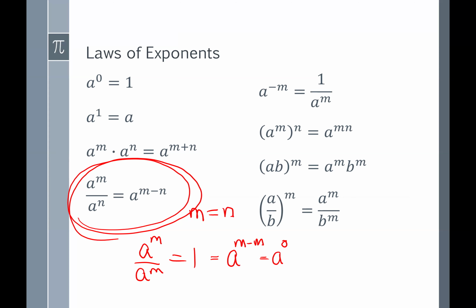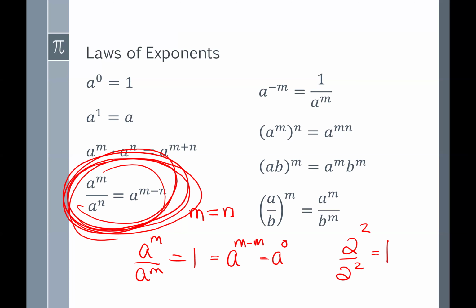But how could they be like terms? Okay, let's say 2 squared divided by 2 squared. What's 2 squared divided by 2 squared? Well, 1. But by definition, if I divide like bases, I can subtract the exponents. That is a definition of exponents. If the bases are the same and you're dividing them, you can subtract the exponents. 2 minus 2 is 0.